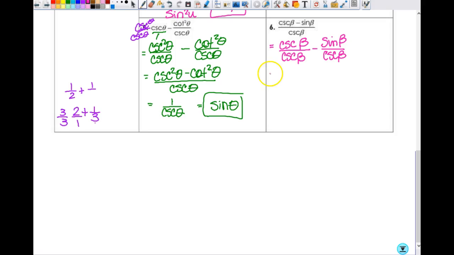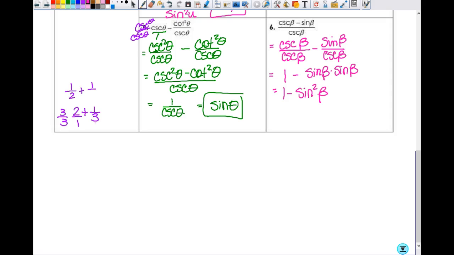So then what's cosecant over cosecant? 1. Okay, 1 minus, now this is sine divided by cosecant. So that would be the same thing as sine multiplied by the reciprocal of this, yes? What is the reciprocal of cosecant? Sine. So this becomes sine of beta times sine of beta, which means I get 1 minus sine squared beta. Everybody understand where that second sine came from? It's the reciprocal of cosecant.